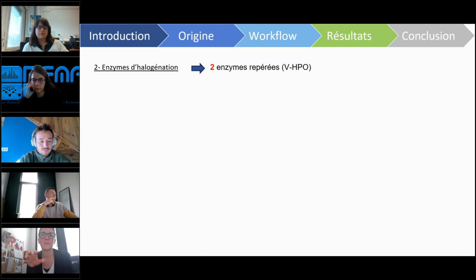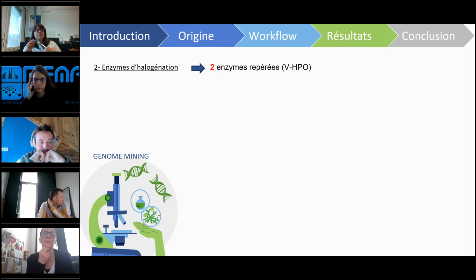On the part of halogenation enzymes, we have highlighted 2 enzymes, 2 VHPO. So as I said before, only 4 from fungi have been reported so far. So we have highlighted 2 more.